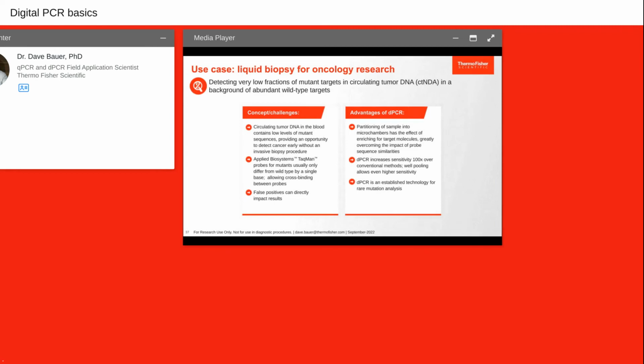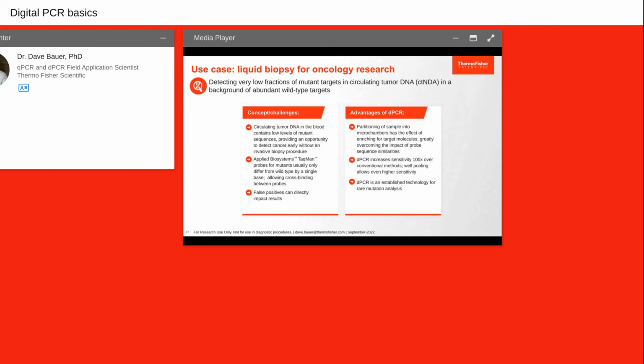Another use case is liquid biopsies for oncology research. In this case, we might be looking at circulating tumor DNA that's in the blood. One of the values of using a liquid biopsy is just the ease of obtaining it from the patient. That means you can get more frequent checks to get more information about relative changes.